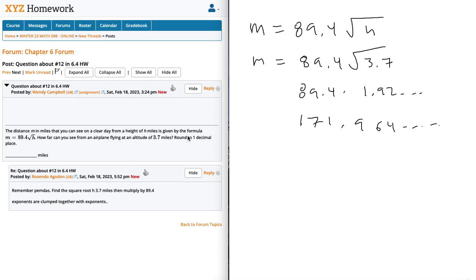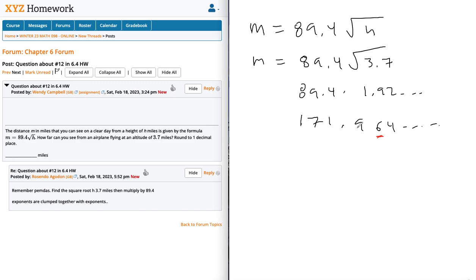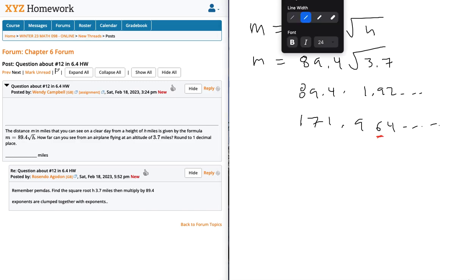And the directions say to round to one decimal place. So this is the one decimal place. For rounding to the tenths, we're looking at the hundredths to see what to do with the tenths. And on this one, it's kind of funky because when you round that 6 up, it makes this go to 10, which means it carries over.